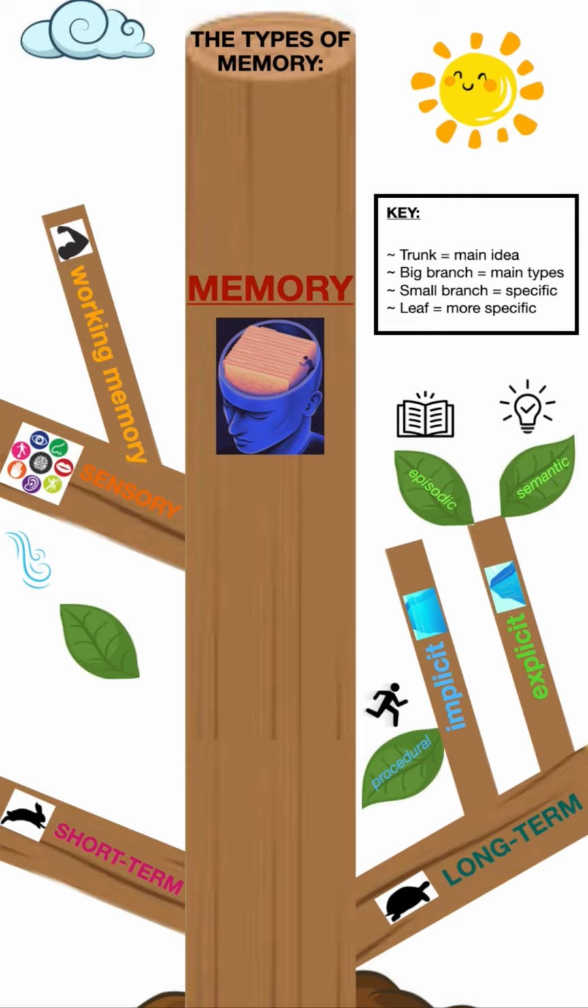Finally, there are 3 leaves coming off of our implicit and explicit branches, which further break down the types of implicit and explicit memory. One type of implicit memory is procedural, where the image of somebody moving tells us that procedural memory helps us to carry out motor actions. Finally, for explicit memory, we have the episodic and semantic memory leaves. Episodic is further depicted by an image of a book, as it is personal experiences or episodes from our lives that can be likened to pages or chapters in a book, while semantic memory is represented by a light bulb, as it is our factual knowledge or ideas that come from facts.